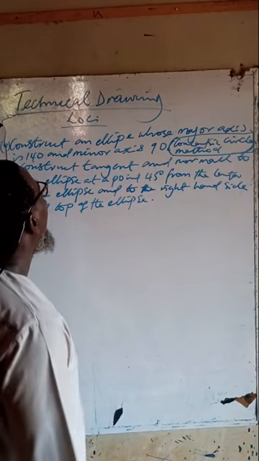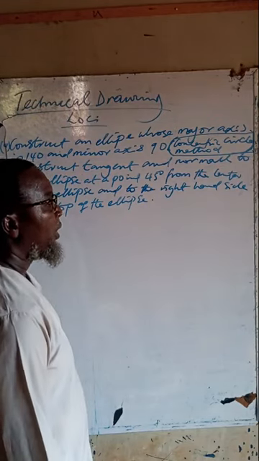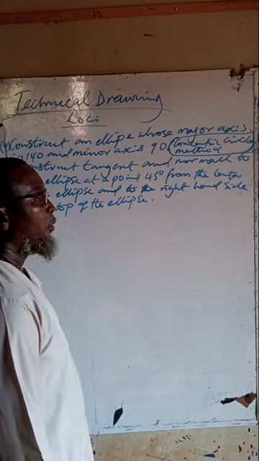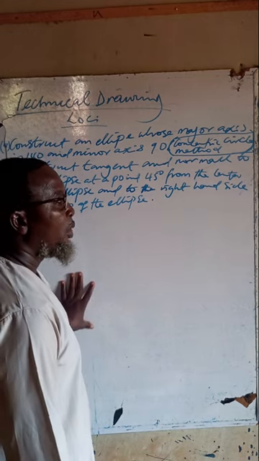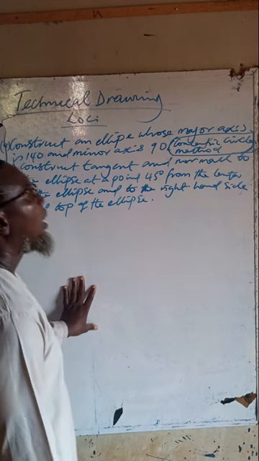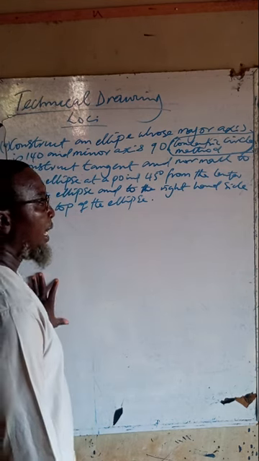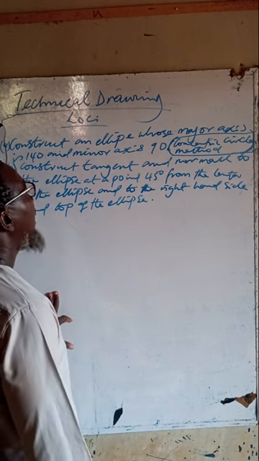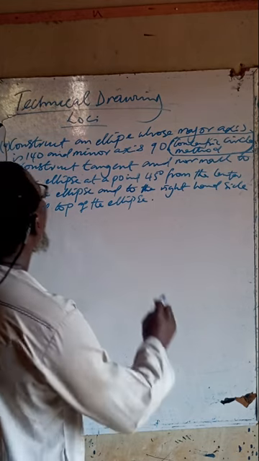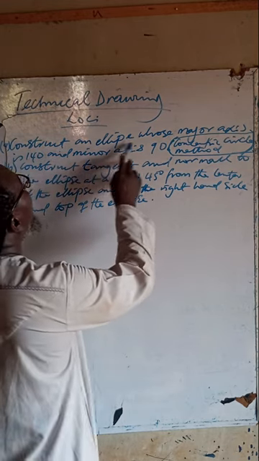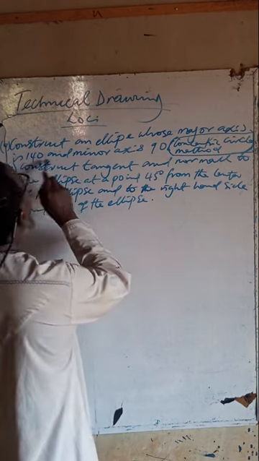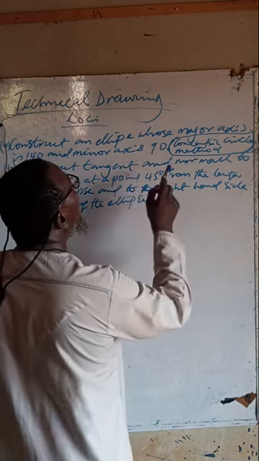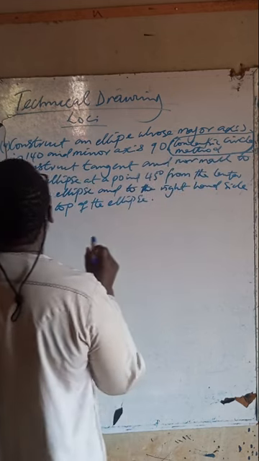Solving a question on the topic loci, and the focus of the video is to solve tangent and normal of an ellipse. But I'll briefly explain how to draw the ellipse using the concentric circle method. Construct an ellipse whose major axis is 140 and minor axis 90 using the concentric circle method.